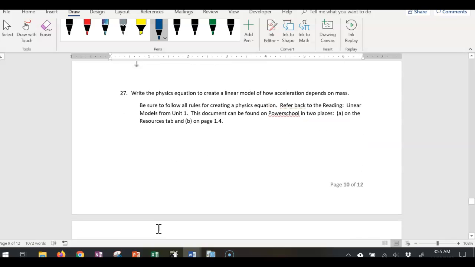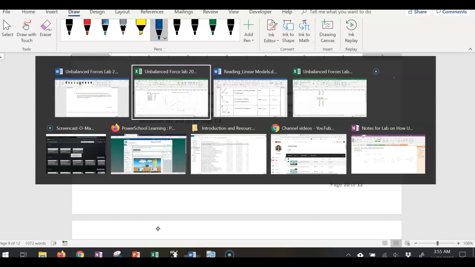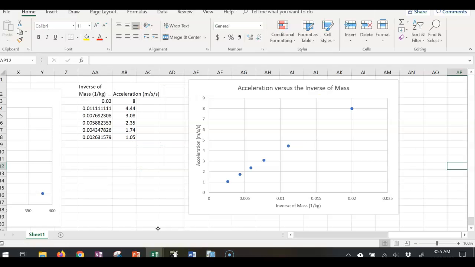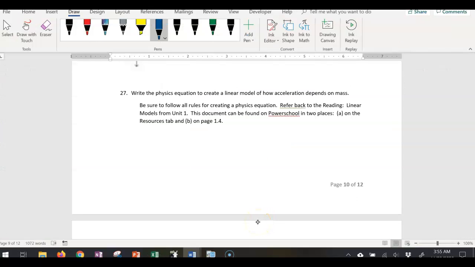By the way, in step 27, for this graph, we have acceleration versus the inverse of mass. So your physics equation, acceleration is going to be your dependent variable. You're going to have your slope. We haven't found that. I'll let you do that. But the independent variable is no longer mass. It is 1 over the mass, right? We had to take the inverse of the mass. And so make sure that you use inverse of mass now for the physics equation.